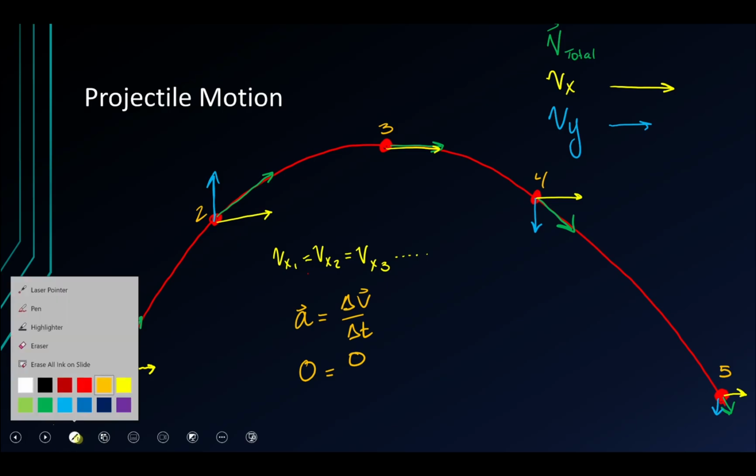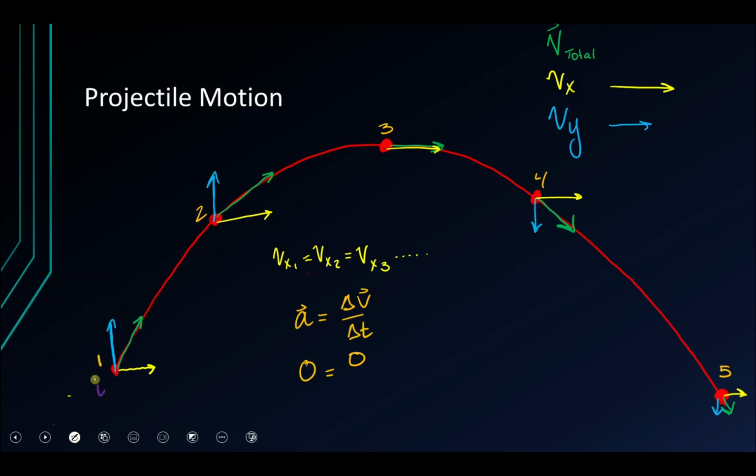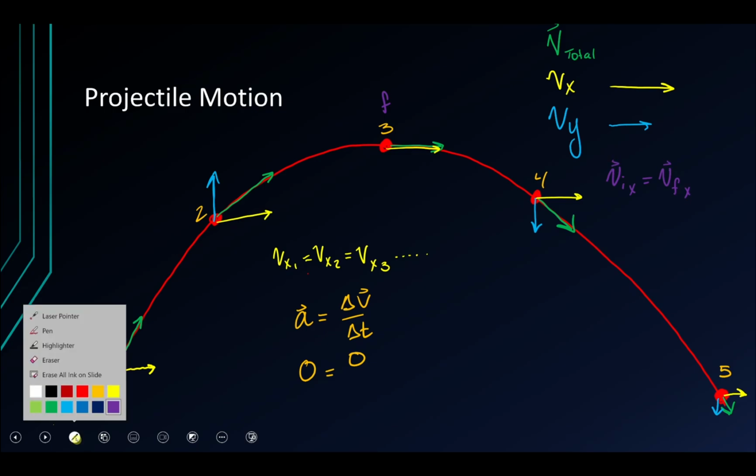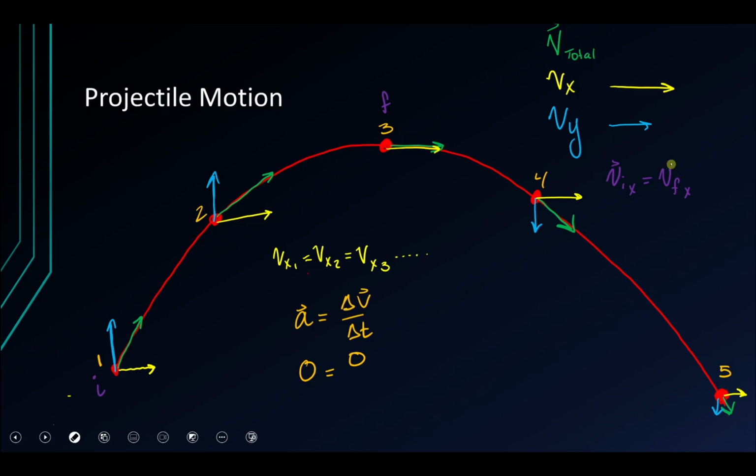So that tells me that if this is my initial position, and let's call the top my final position, my velocity initial in the x direction has to be equal to my velocity final in the x direction, right? This is, well, technically it's not a vector because I have already taken the x and y components out of it. This tells me that I don't have a changing velocity in the x direction. Fantastic. Now, what about the y direction, right?